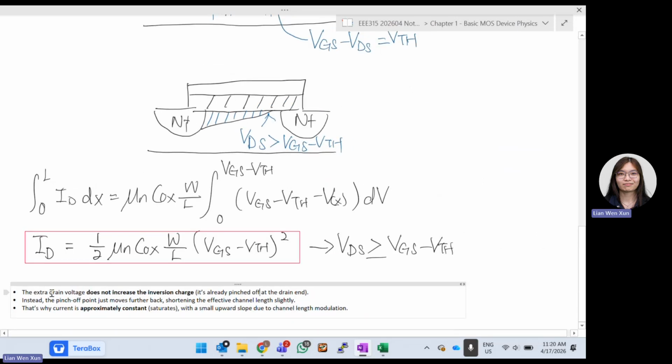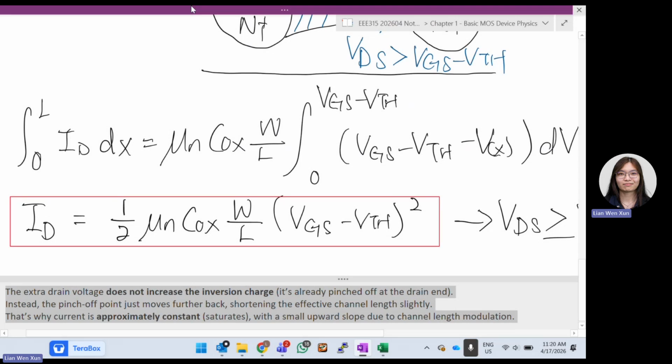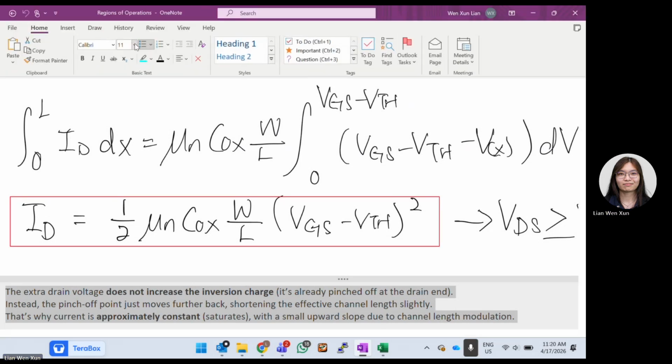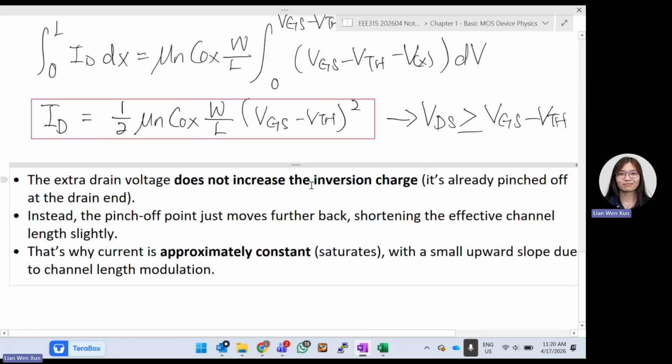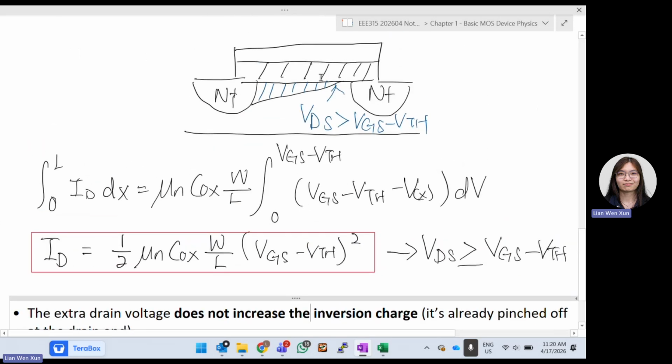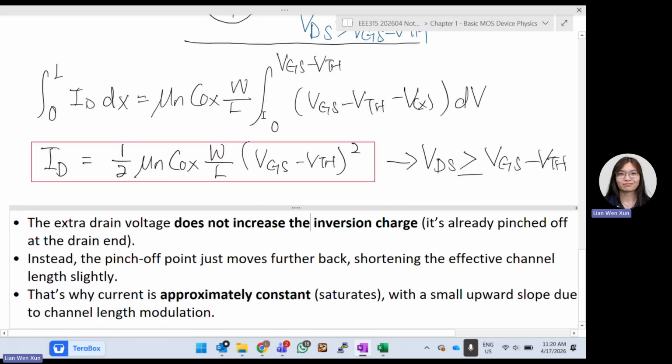The extra drain voltage doesn't increase the inversion region. The inversion region means the channel's point. It did not really increase because it already pinched off. But the pinch off point moves further back, so it will shorten what we call the effective length. You can see this part is being shortened all the time when we push more and more. That's why current is approximately constant.